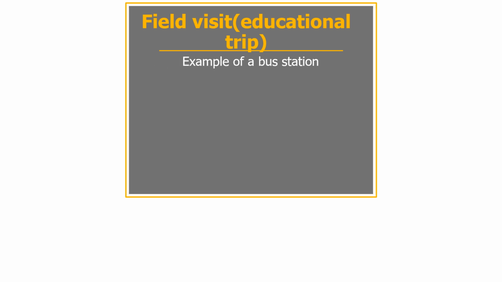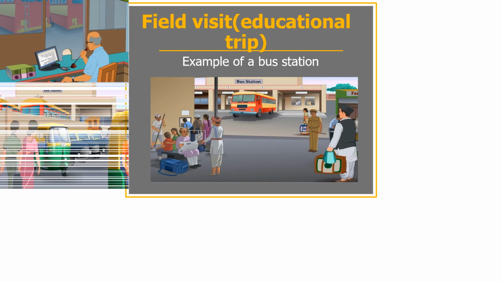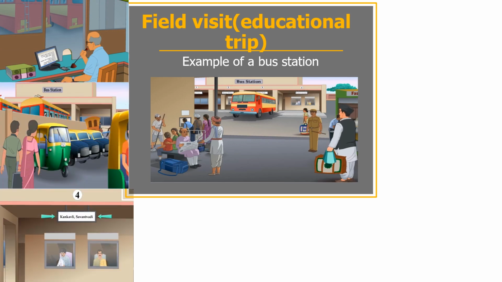Why bus station? Because even a small village has a bus station. So this is a bus station. We have buses that stop at the station to carry passengers to and fro. You all know we use buses to travel to different places. Now in this bus station we have platforms. This is the platform which is listed with numbers or alphabets for buses that go to different places.